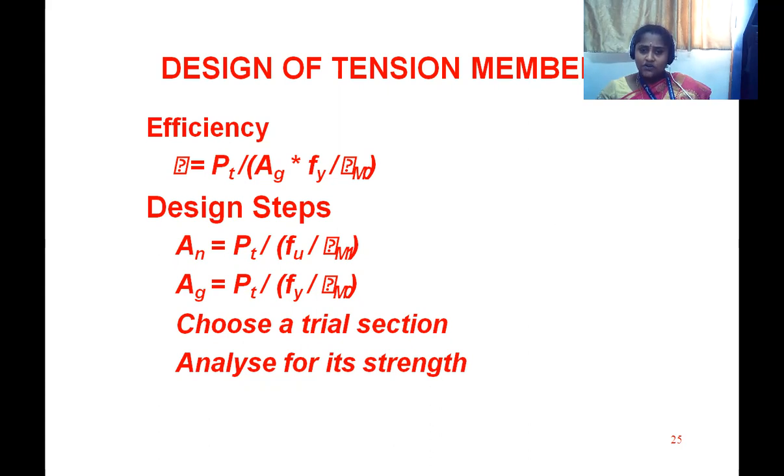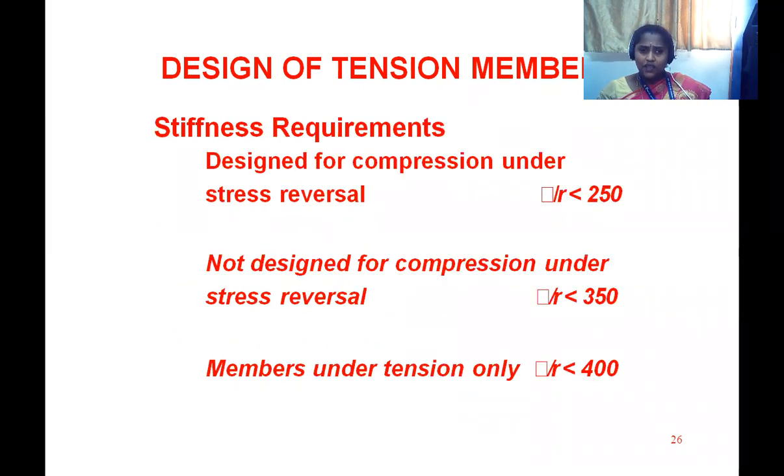And now coming to the design of tension members, whatever member you design, based on the efficiency you can decide the strength. And coming to the design steps, first of all, net and gross area is most important. You have to choose a trial section from the steel tables or the structural engineer's handbook. Trial section is nothing but an angle or rod or cable, whatever member we are going to design, that has to be chosen first. And further, you have to check for the other requirements.